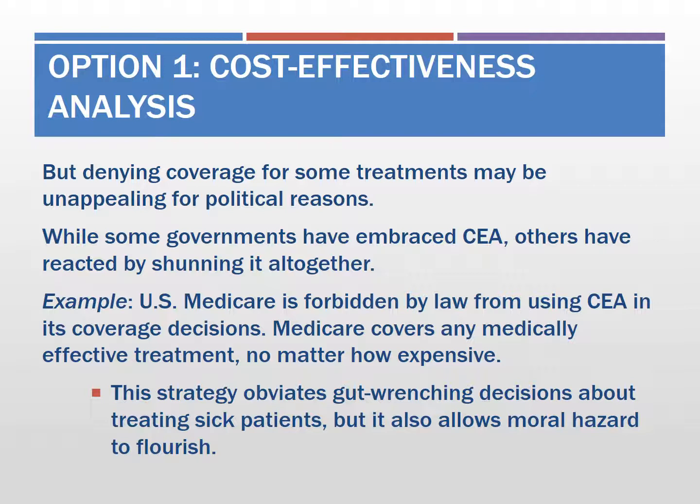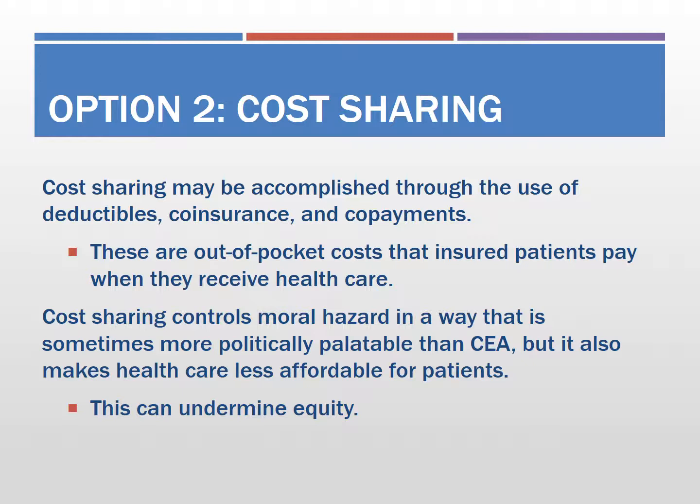So denying coverage for some treatment may be unappealing for political reasons. Some of the examples suggest the government sometimes might move away from this type of CEA analysis. Well, the example is US Medicare. So Medicare is basically prohibited by law from using the CEA in its coverage decisions. So Medicare covers any medically effective treatments, no matter how expensive it is. Well, this, of course, cannot be applied to most public insurance systems, because it's a very controversial tool to apply.